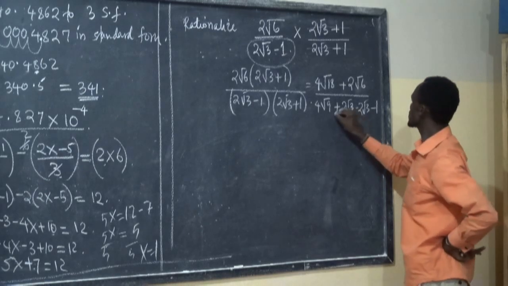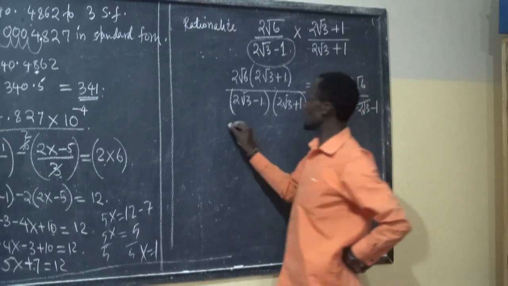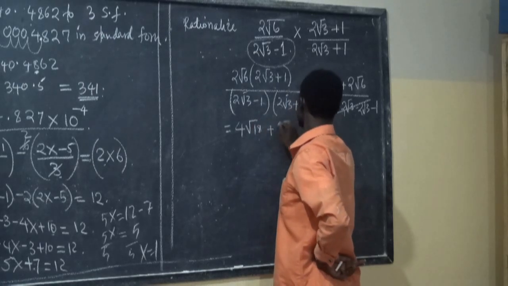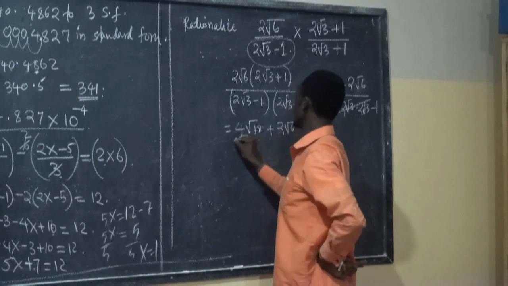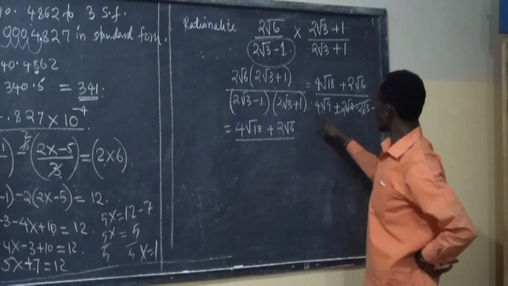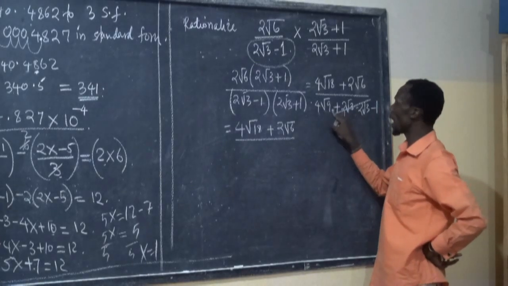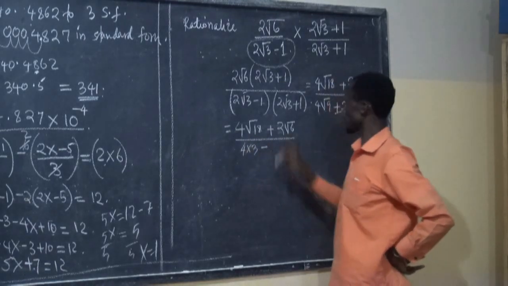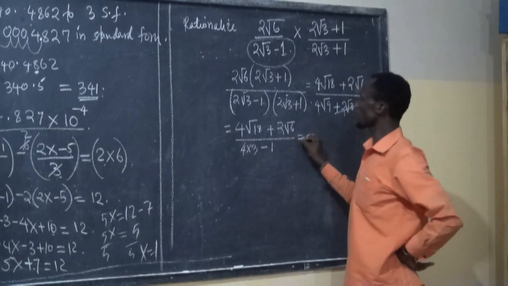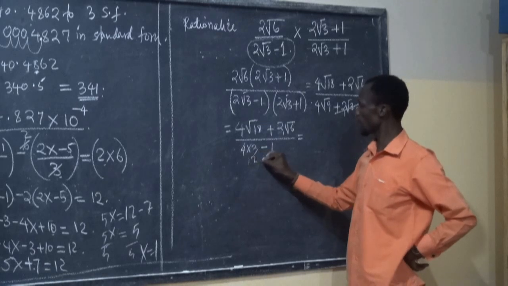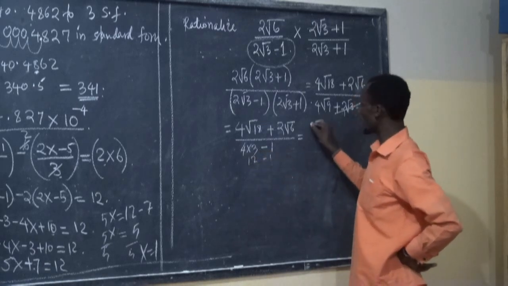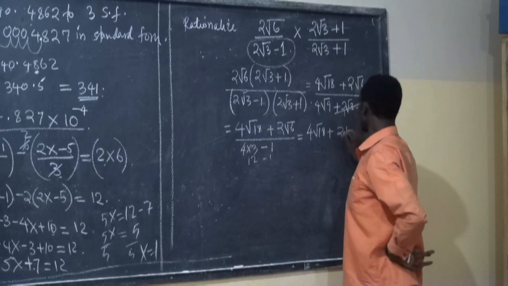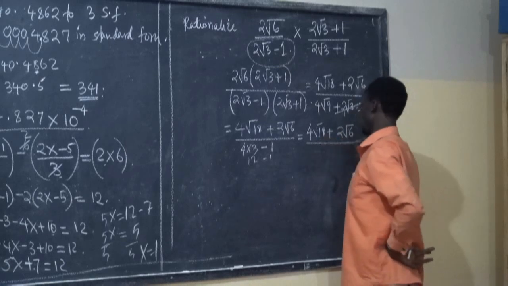Now, this will cancel out. Then you remain with 4 times 18, plus 2 radical of 6, over 4 radical of 9. The square root of 9 is what? 3. Then you have 4 times 3, then minus 1. 4 times 3 is 12, minus 1, which is 11. Now it is 4 radical 18 plus 2 radical 60 over 11.